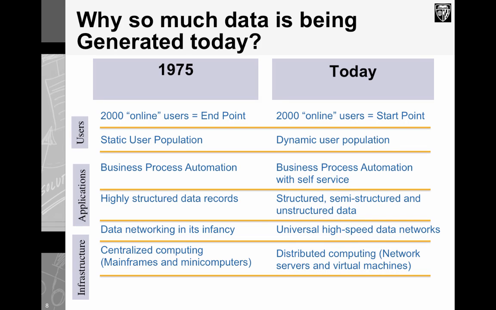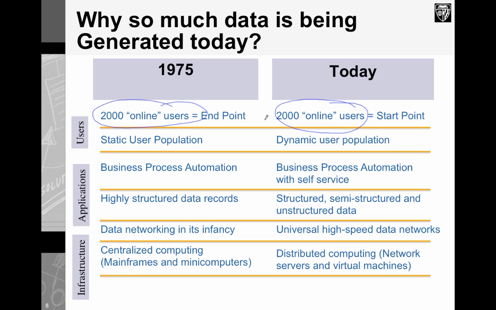Let's look at why so much data is being generated in the marketplace today. Let's compare the 1970s with today. In the 1970s, when people built applications, they built them for about 2,000 online users at most. For example, when people built applications at AT&T to be used by AT&T employees to take orders in the 1970s, they built it for about 2,000, 3,000 users to be online. Today, 2,000 users is the starting point for any application.